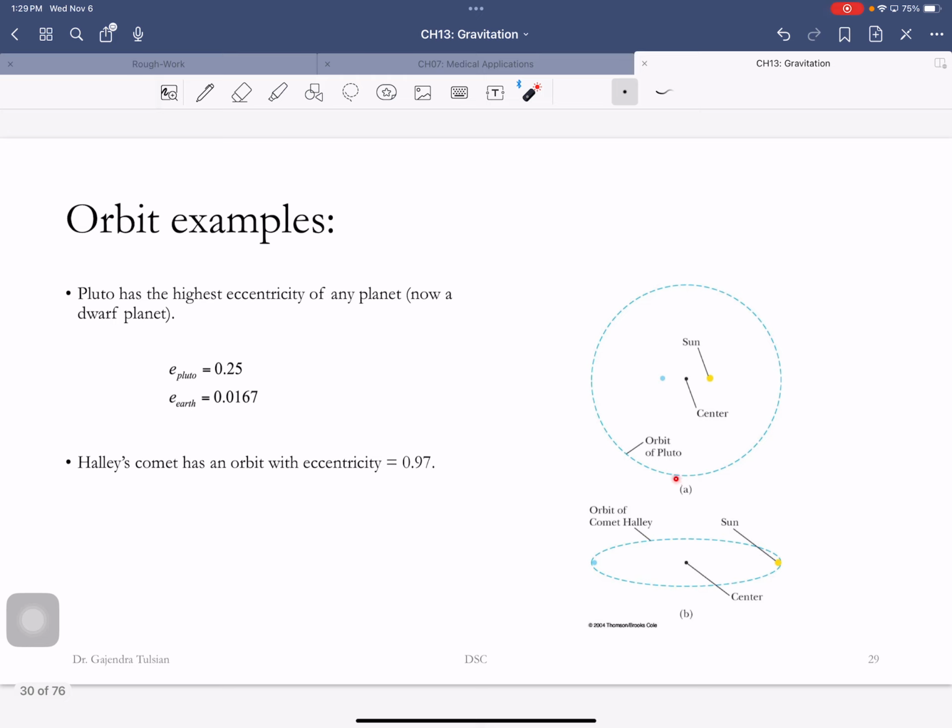Here's the orbit of Pluto. Here's an elliptical orbit. The sun is at one focus, the other focus is empty. Pluto has the most eccentric orbit. And here's how the orbit of a comet looks.